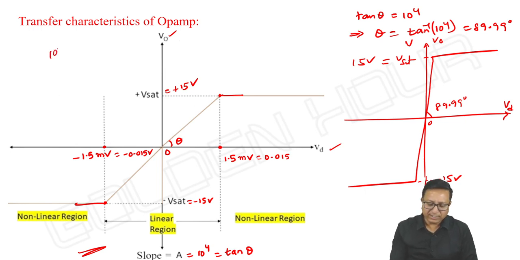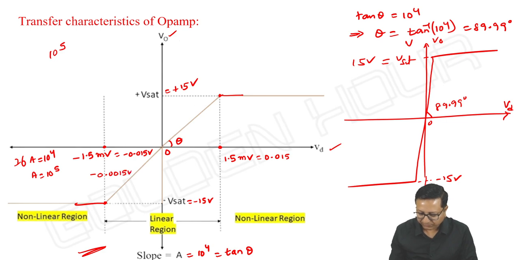And the second thing. Suppose the gain is 10 power 5 instead of 10 power 4. Then what do we get? If A is equal to 10 power 4, this is the range of your input. Suppose A is equal to 10 power 5, then what is the range? One more 0 will be added: minus 0.0015 volts to 0.0015 volts. And when A is 10 power 6, it comes much closer.